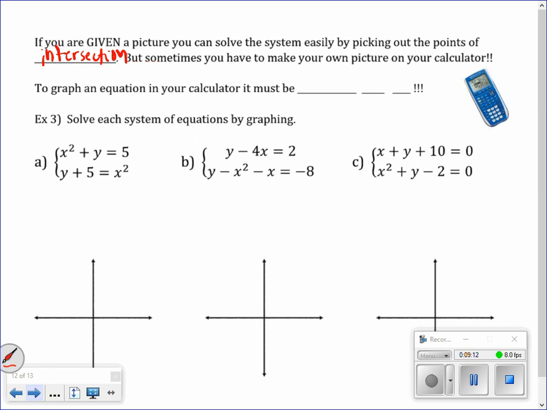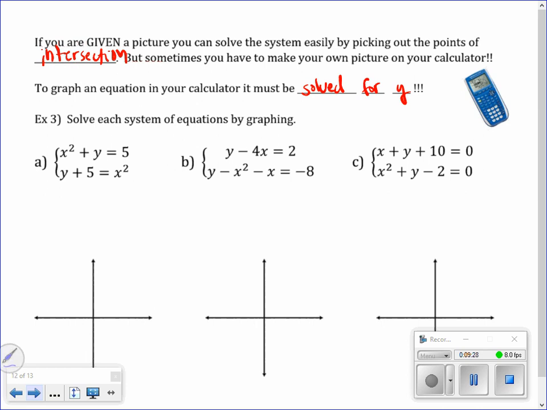Right? But sometimes you may have to make your own picture on your calculator or in Desmos. To graph an equation, you must have it solved for y. All right, so I'm going to do that for these, and I'm going to show you also in your calculator a couple things that will happen.